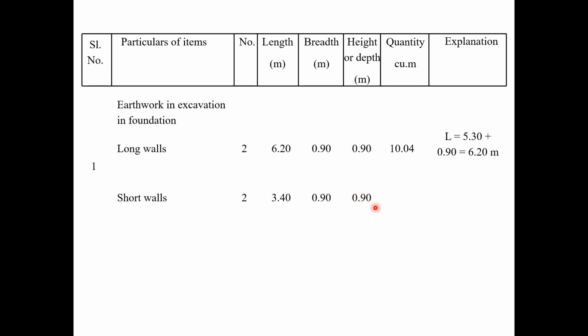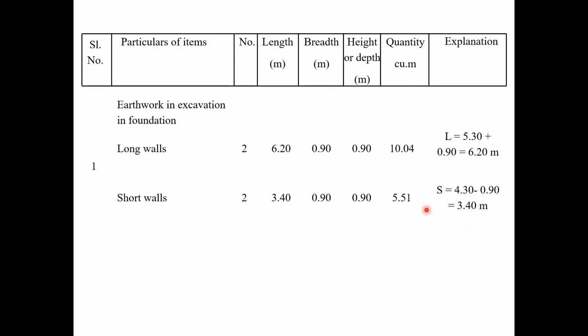The total quantity, how do we arrive at total quantity, is the product of these things. 2 multiplied by 3.4 multiplied by 0.9 multiplied by 0.9. I'll be getting it as 5.51 meter cube. So in explanation, I can just show how I arrived at the length value, which is 4.3 minus 0.9.